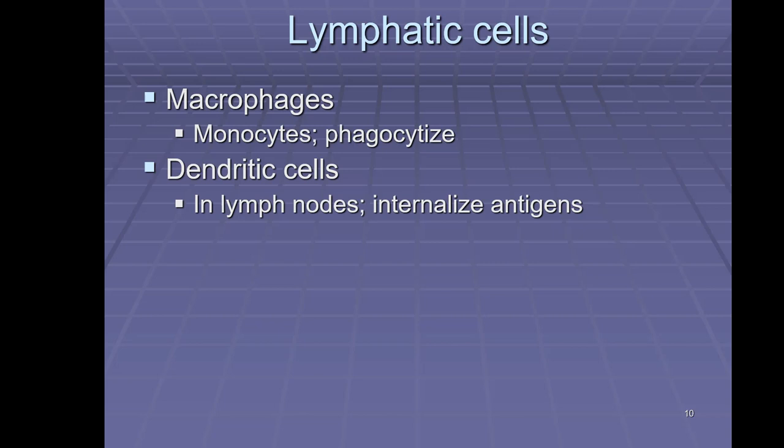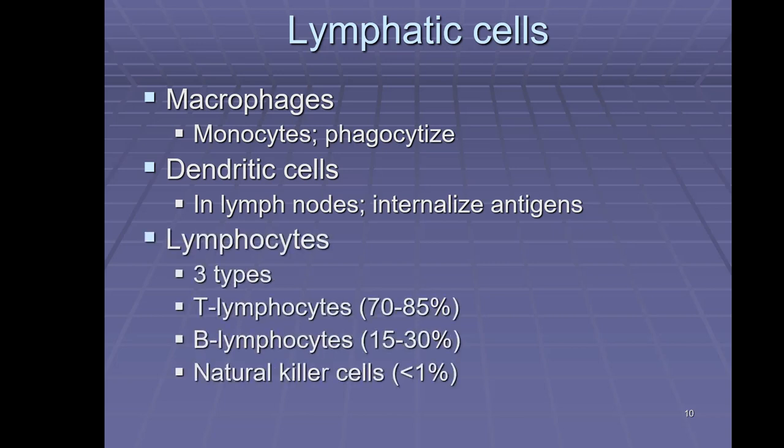So when we talk about the lymphatic system, antigens are bad things like viruses or bacteria that could get in the body. And so your body's trying to fight them off. So dendritic cells are found in lymph nodes, and they target antigens. And then lymphocytes. These get very complex, but there's three major types: T lymphocyte, B lymphocyte, and natural killer cells. So we had mentioned these when we were talking about the blood, but now we're going to go into some details on what they actually do.